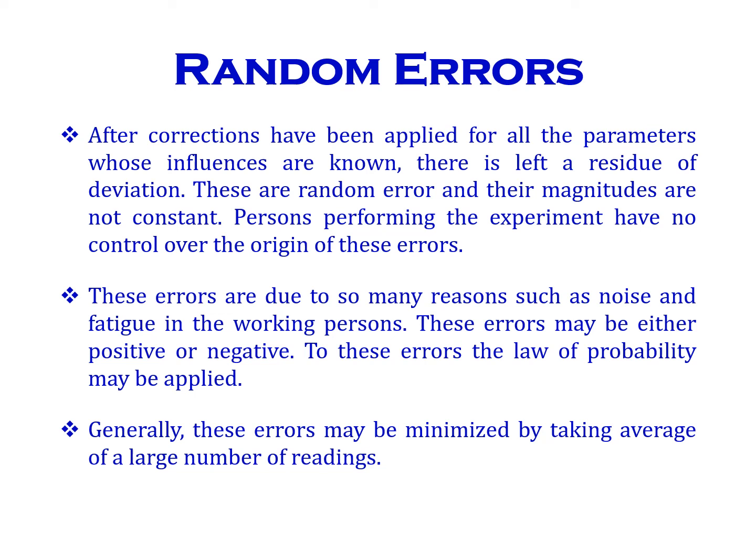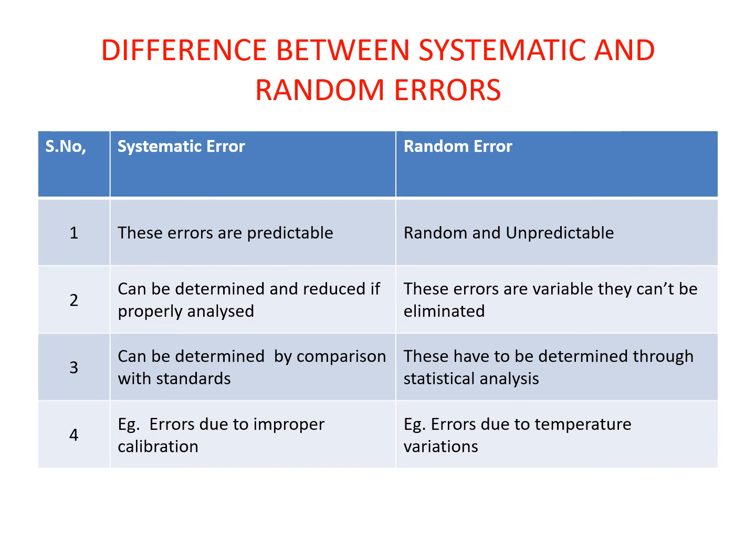Last one is random errors. These cannot be predicted, such as noise and fatigue in the working persons. These errors may be positive or negative, but they will form the normal distribution curve. The negative error and positive error will be uniform. It can be minimized by taking average readings.